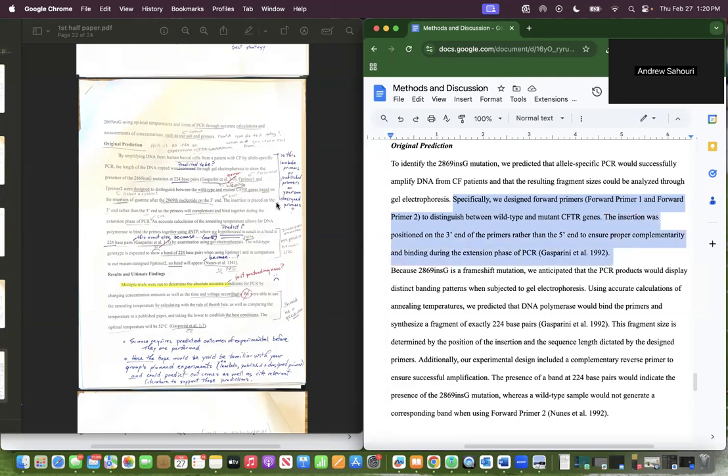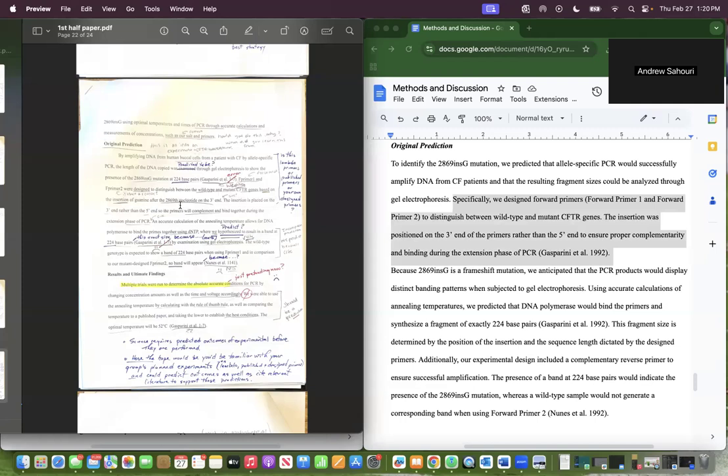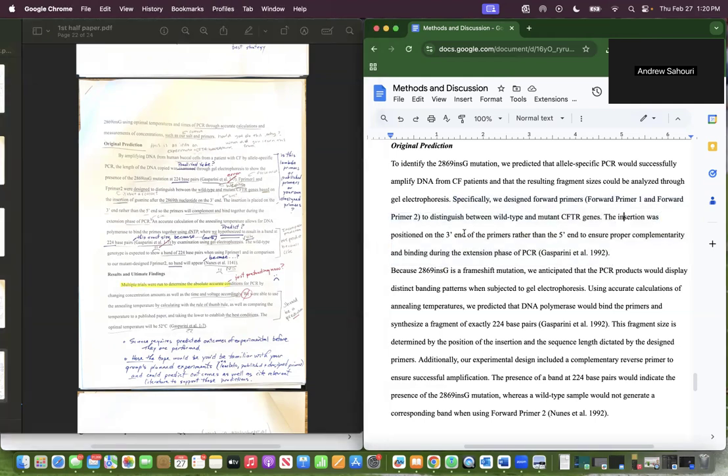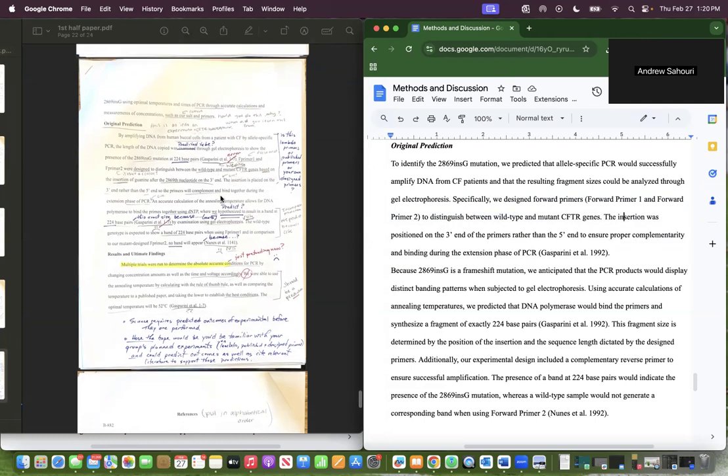So I fixed a lot of this, but I also left a lot of it, based on the insertion of guanine after the 2869th nucleotide on the 3' end. I put the position of the insertion on the 3' end of the primers rather than the 5' end to ensure proper complementarity and binding during the extension phase of PCR. Basically, just better wording. That's it.